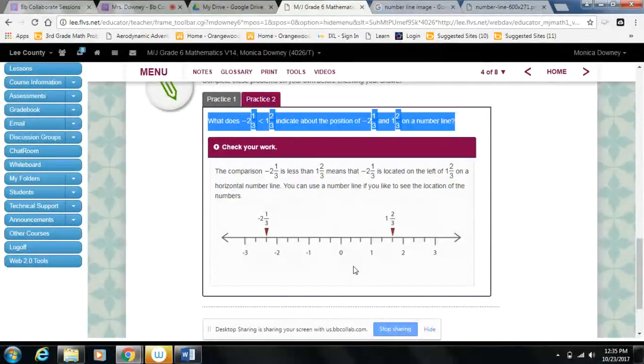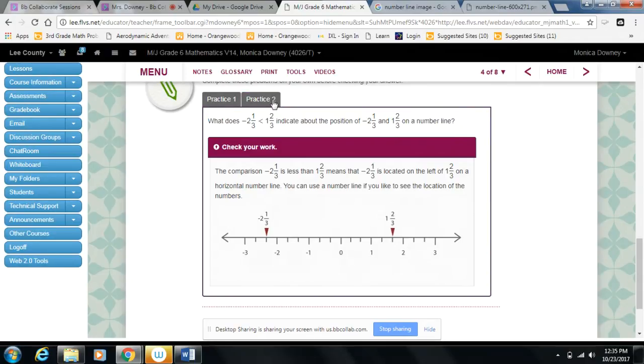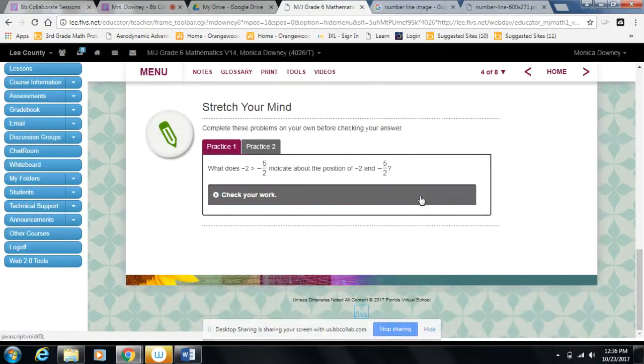I can tell you that on the quiz for this lesson, you will have to be able to choose wording that explains the positioning of numbers on the number line, very similar to this one. Let's look at practice two. What does -2 > -5/2 indicate about the position of -2 and -5/2 on a number line? Take a moment and write down your answer on your paper, and then I'm going to ask someone to share their answer in the chat box.